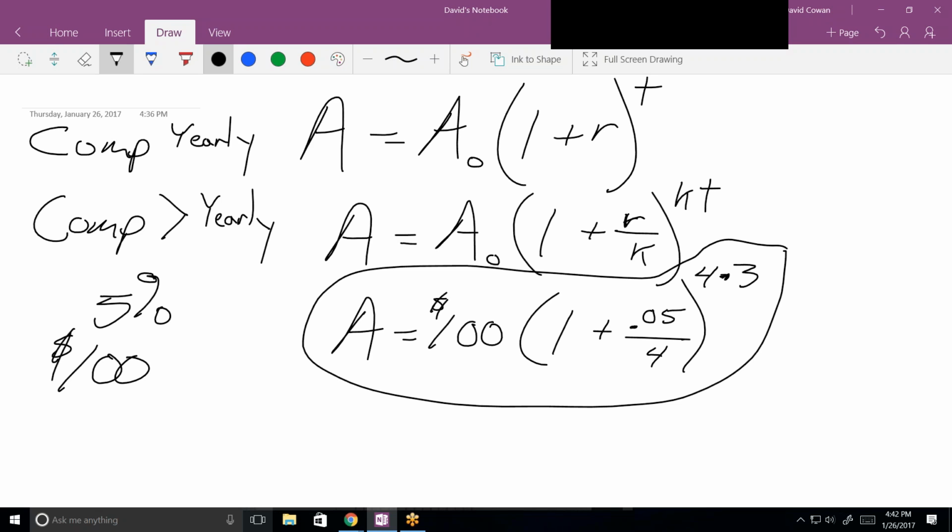You with me? You see where I got this formula that I've circled? You see exactly how I got it? Yep, I understand that. Well, what would it be if I took the exact same problem and compounded it monthly?